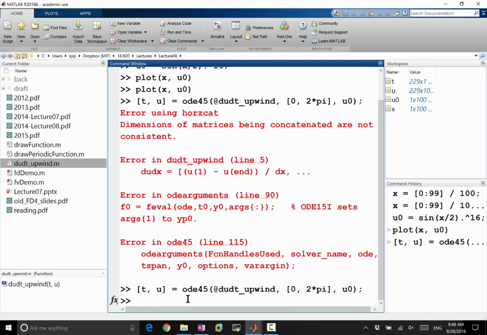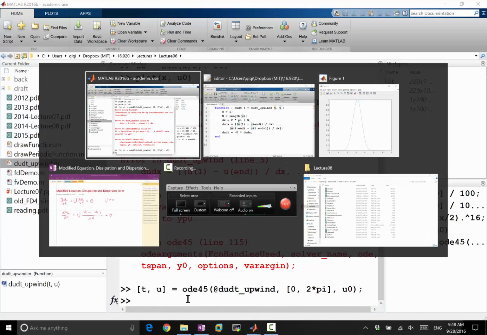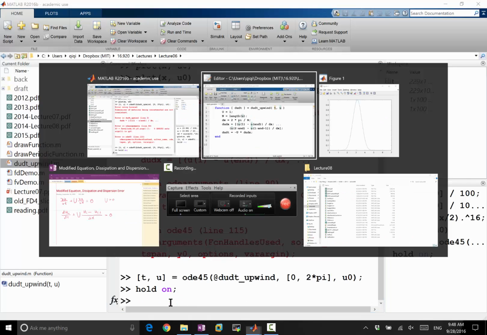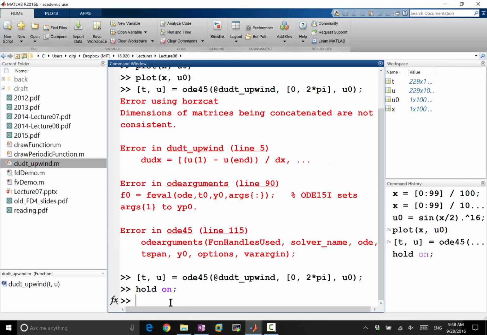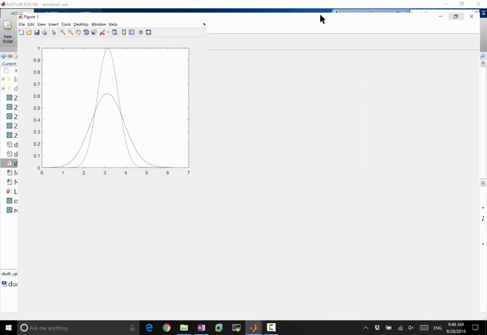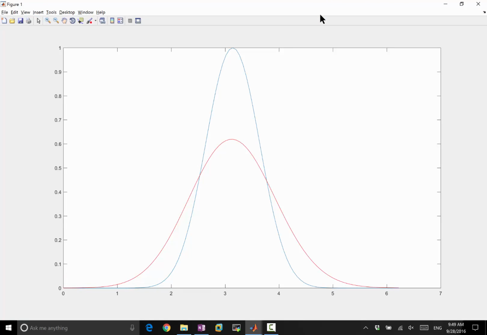So we are only interested in the solution at the very end, right? So let's plot it, hold on, so we can plot it on the same plot. And plot x and U end, let's plot it in red. That's our numerical solution after this thing advects over one period. And the analytical solution again should be exactly the same as the blue one. Numerical solution, the red one.